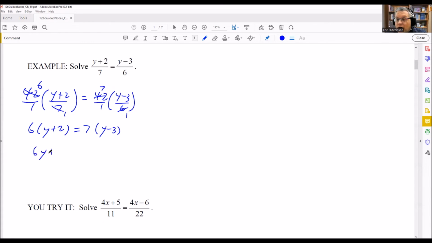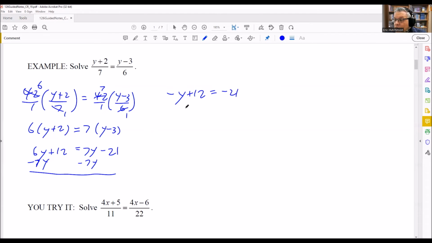We'll get 6y plus 12 is going to equal 7y minus 21. We're going to subtract 7y from both sides. Actually, it doesn't matter which side. We could have subtracted the 6y as well. And we'll continue that up here. We're going to get -y plus 12 is equal to -21.